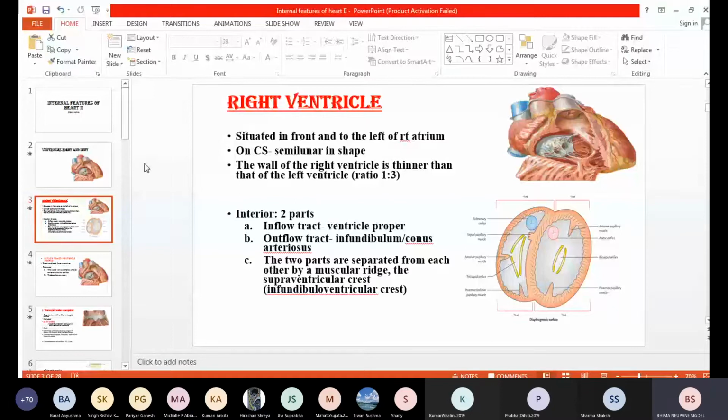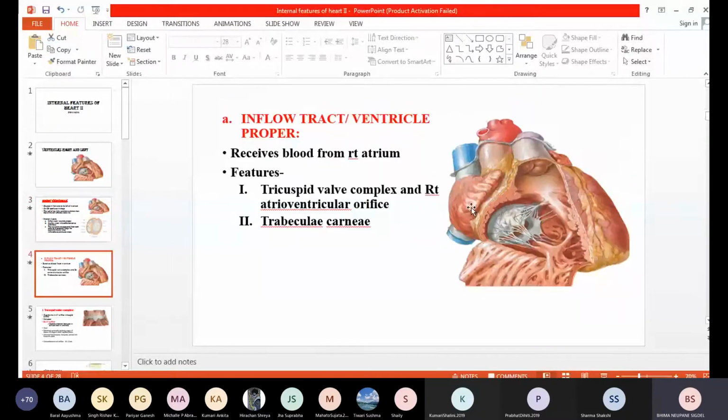Now moving toward the inflow tract in detail, or the ventricular proper. This inflow tract, or the ventricular proper, receives the blood from the right atrium. So now the features of the right ventricular proper, or the inflow tract. It comprises the tricuspid valve complex. In the tricuspid valve complex you can also mention the right atrioventricular orifice. I have mentioned it separately, but this is the same complex.